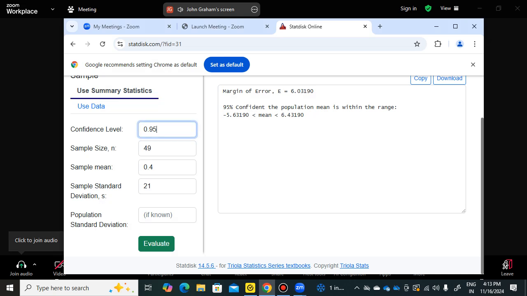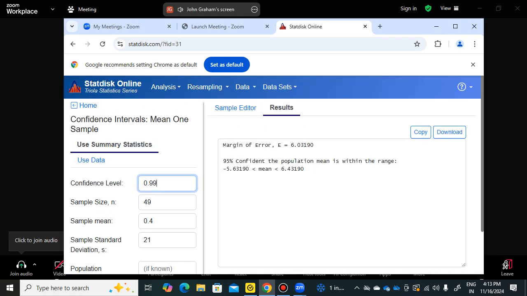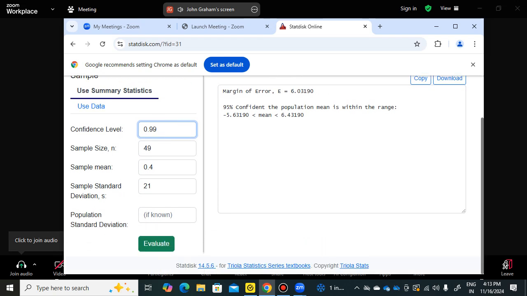So 0.99 for the mean, one sample, 32. The sample mean is 14.5. The standard deviation is 0.7. We don't have the population standard deviation. The margin of error is 0.34, and the confidence interval is 14.16 to 14.84.